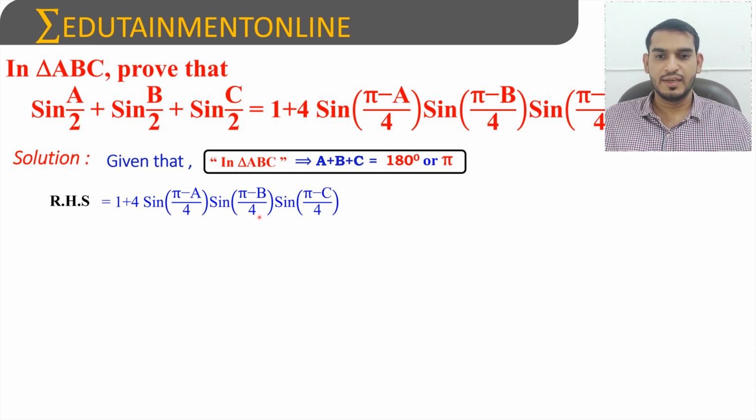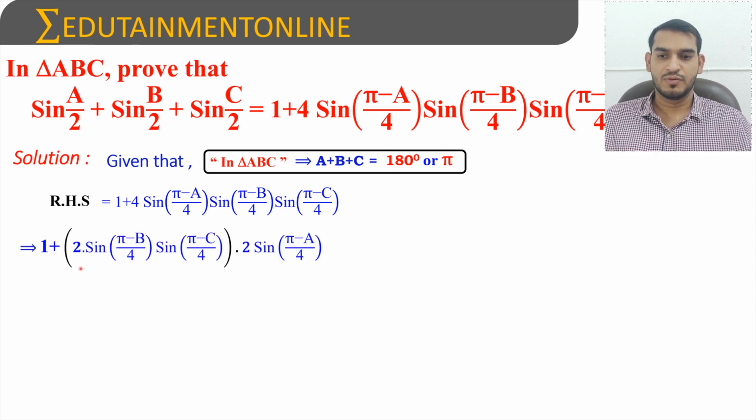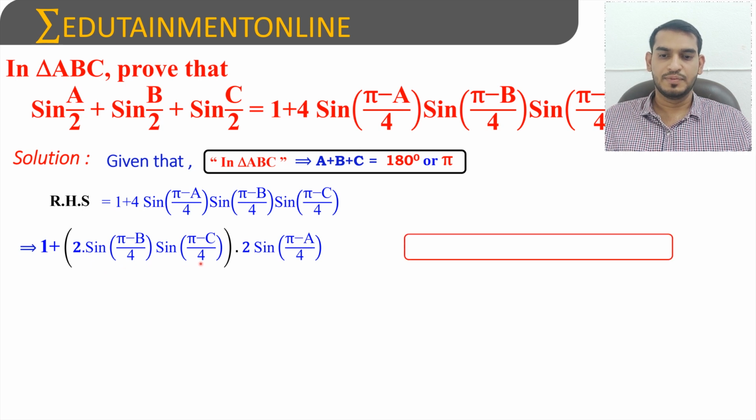For example, here I am taking B and C as one part and (π − A)/4 as one part. So I am writing this 1 as 1 and 4 we are writing as 2 and 2 separately. Now with the first two I am writing B and C. You can take anything, A, B, the combination of A, B and C you can write separately. So here we are taking B and C first and 2 into sin of (π − A)/4. So the first two terms are in the form of 2 sin((π − B)/4) sin((π − C)/4), which is in the form of 2 sin A sin B.